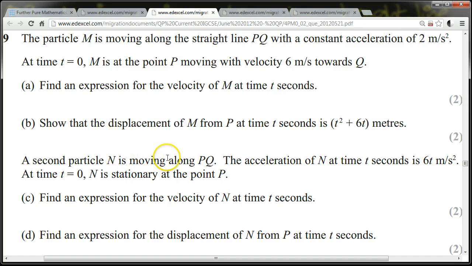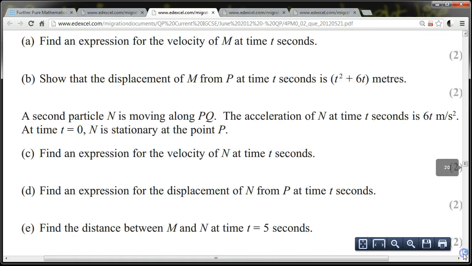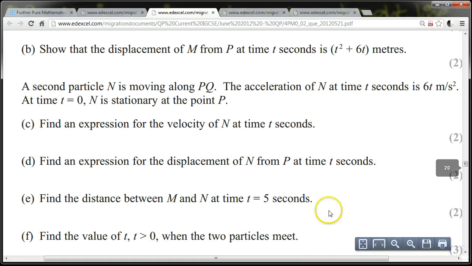A second particle n is moving along PQ. The acceleration of n at time t seconds is 6t meters per second squared. At time t equals 0, n is stationary at the point P. Find an expression for the velocity of n at time t seconds. Find an expression for the displacement of n from P at time t seconds. Find the distance between m and n at time t equals 5 seconds. Find the value of t greater than 0 when the two particles meet.